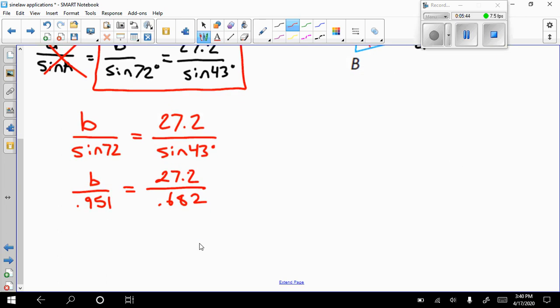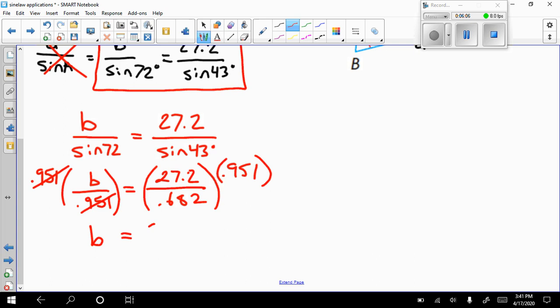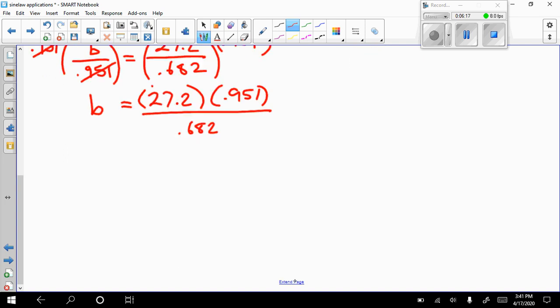I want to get B by itself, so I want to get rid of this 0.951. B is being divided by 0.951, so the opposite is to multiply. I'm going to multiply by 0.951, but whatever I do to one side, I've got to do to the other side, so I got to multiply this side by 0.951. That will turn into 1, and so B is equal to 27.2 times 0.951 divided by 0.682.